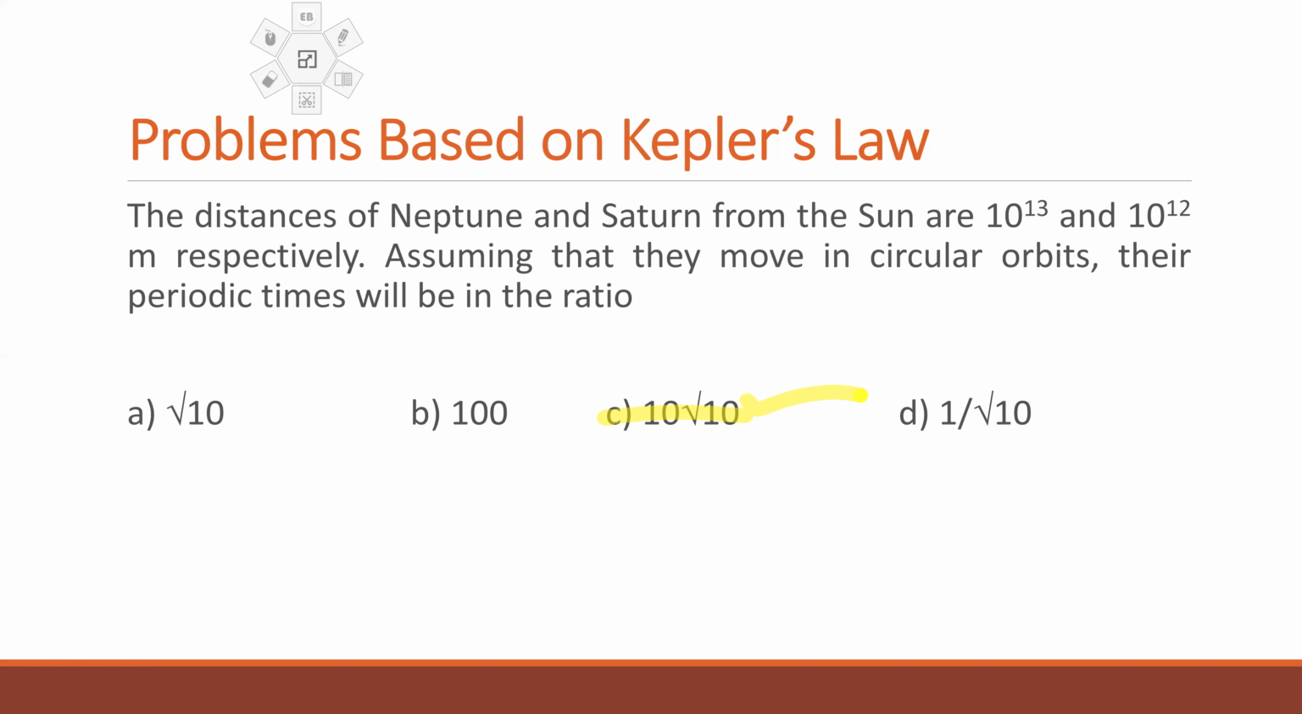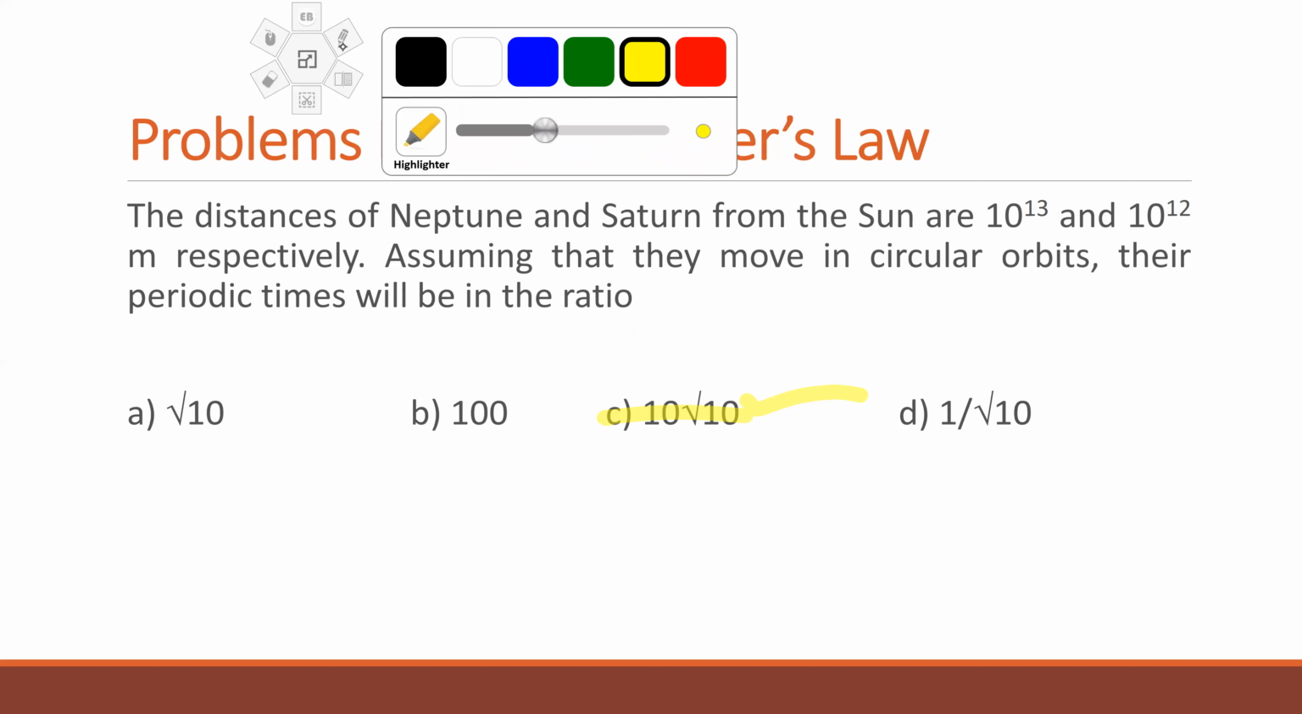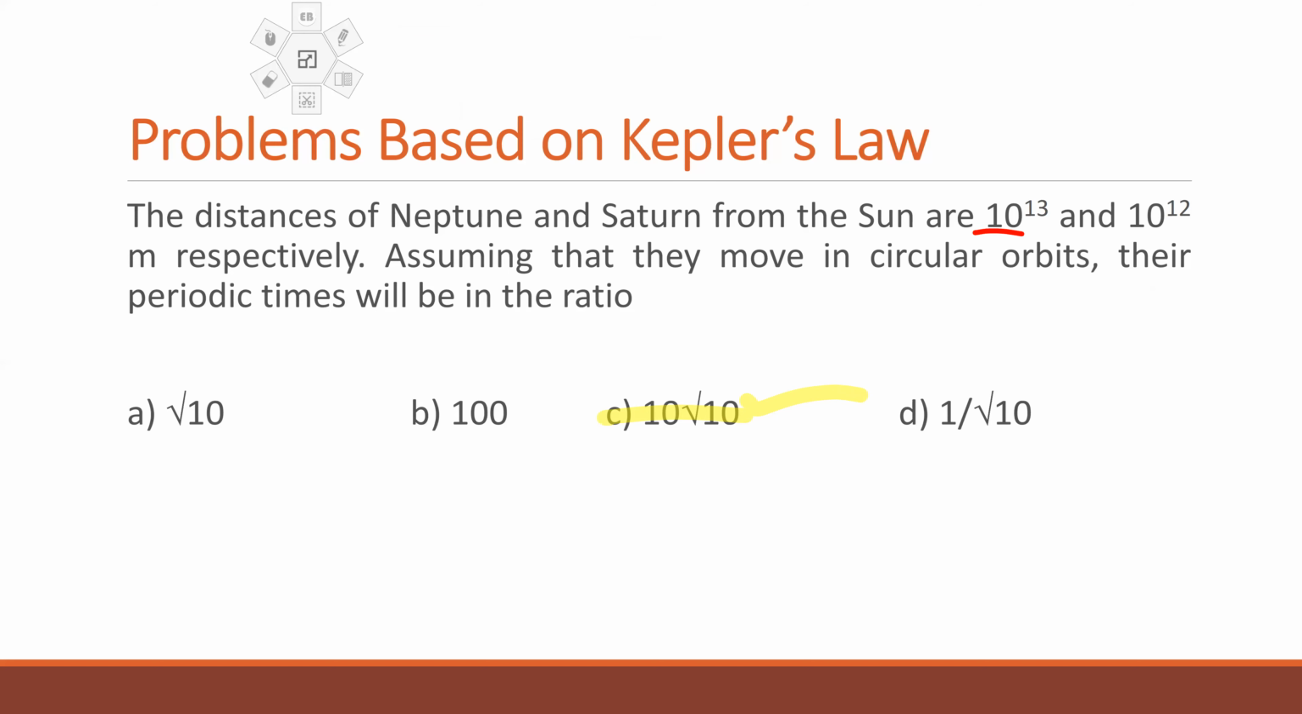Okay, I think this is clear. Probably I saw you in the previous class also. In this problem, the parameters given are the distances, 10 to the power of 13 and 10 to the power of 12.